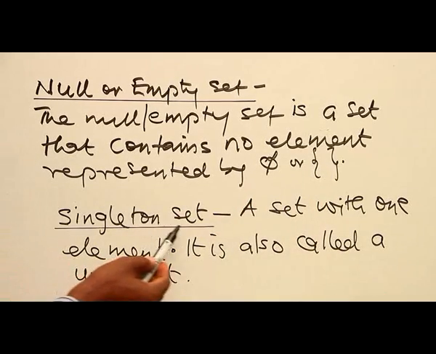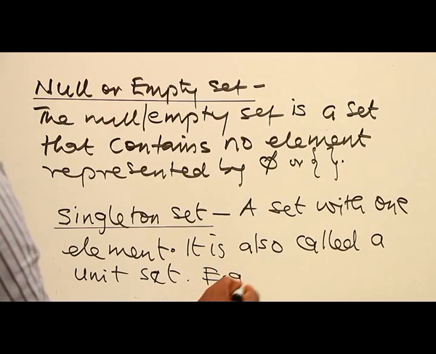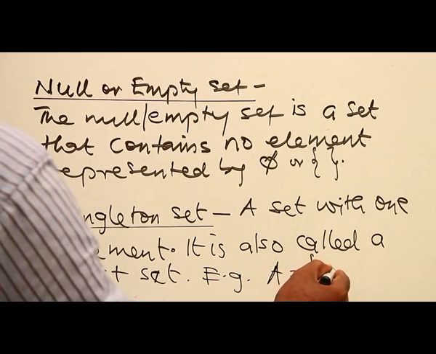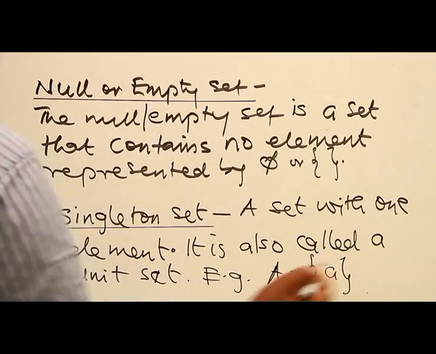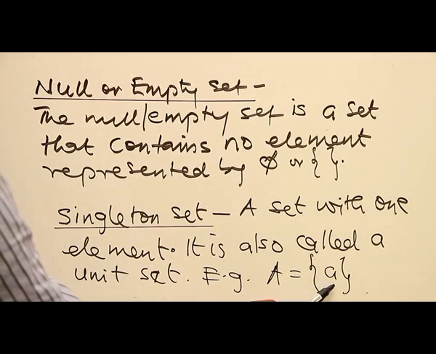The singleton set is another set with only one element. It is also called the unit set. It means that it contains just one element. For example, you can have a set A is equal to, and then you have an element here, and that is it. It contains just one element, and this is called a singleton set.